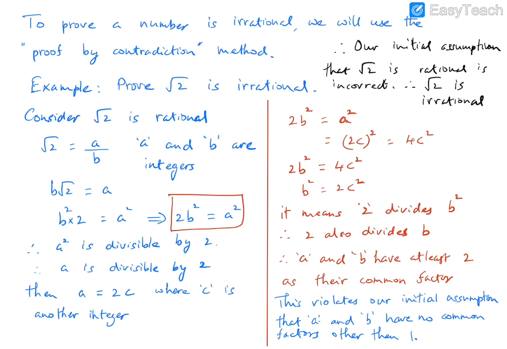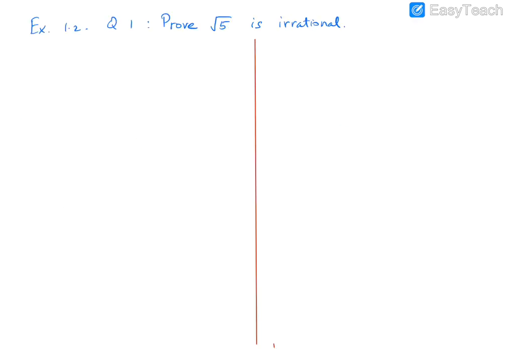So this is the method of contradiction by which we are proving that square root of 2 is irrational. Let us do one more example here, and it will become much clearer. We will take one example from the exercise problem where we have to prove that square root of 5 is irrational. We will proceed as before by using the method of contradiction.